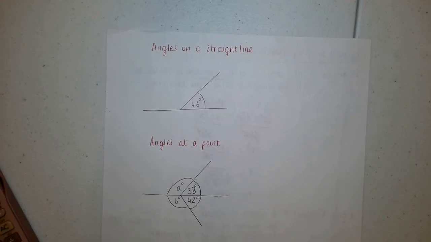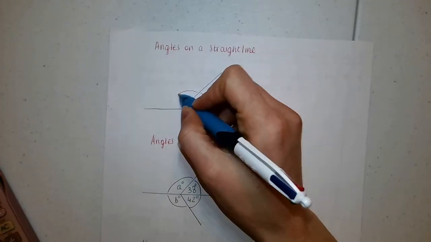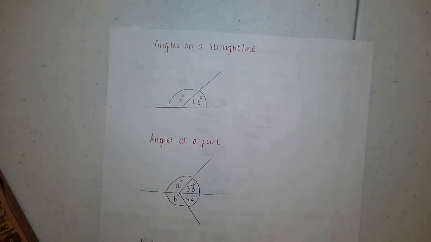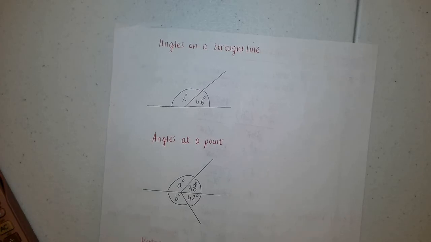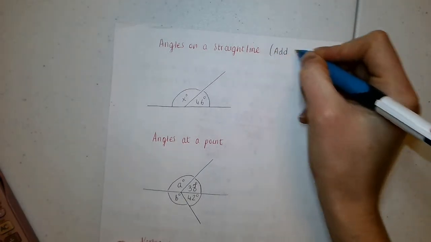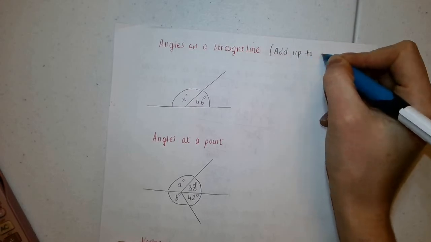In this video we are going to be looking at calculating missing angles using the three axioms from the PowerPoint. So the first one is that angles on a straight line add up to 180 degrees.